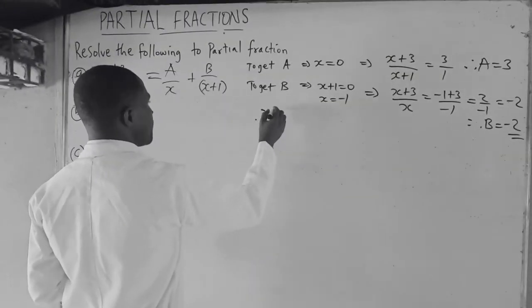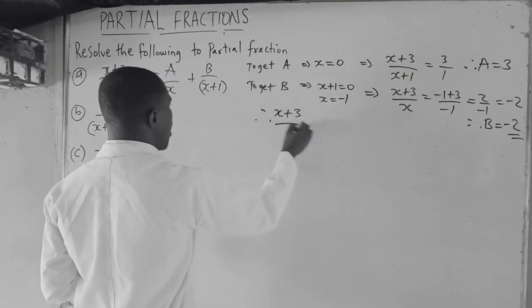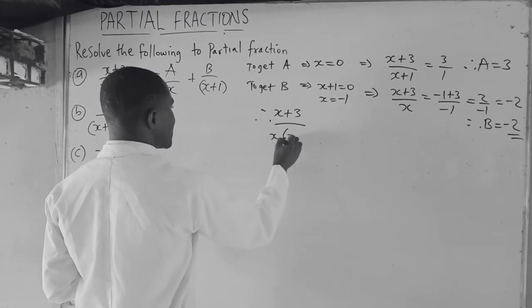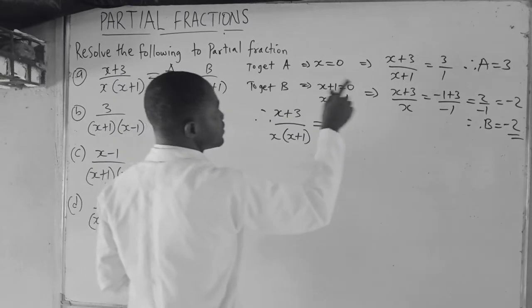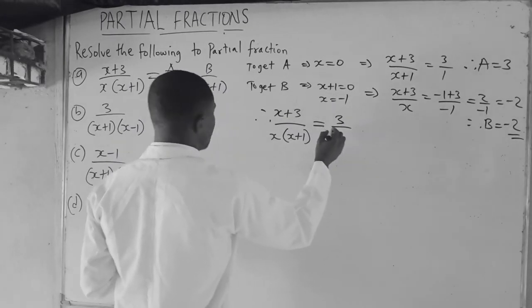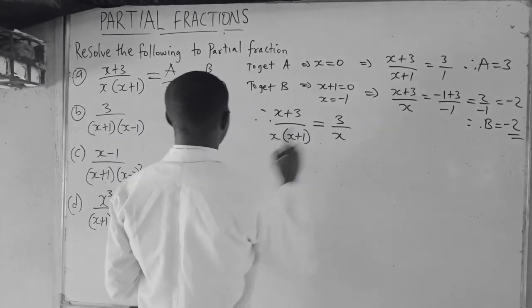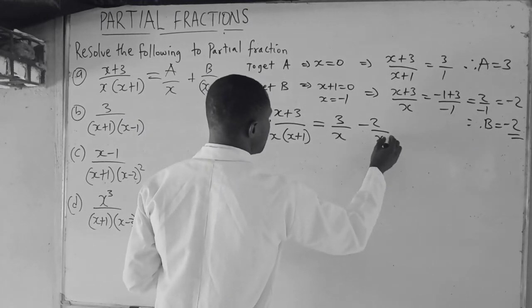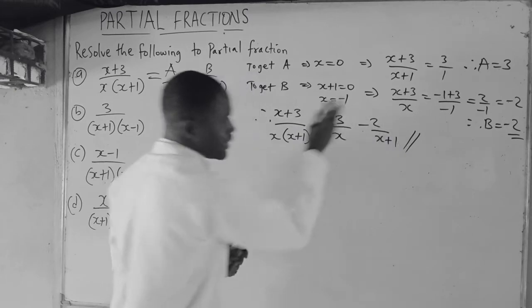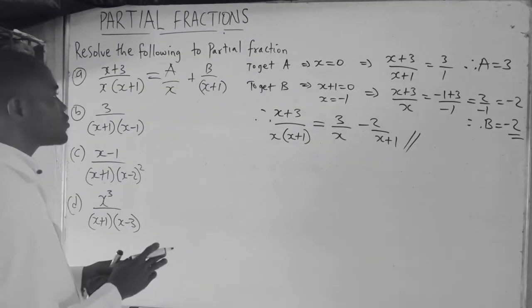So, I will now package. I say, therefore, x plus 3 all over x bracket x plus 1, the partial fraction of it, what is our A? 3. We say 3 all over x. What is our B? Minus 2. Minus 2 all over x plus 1. Now, that is right. Final answer to that.